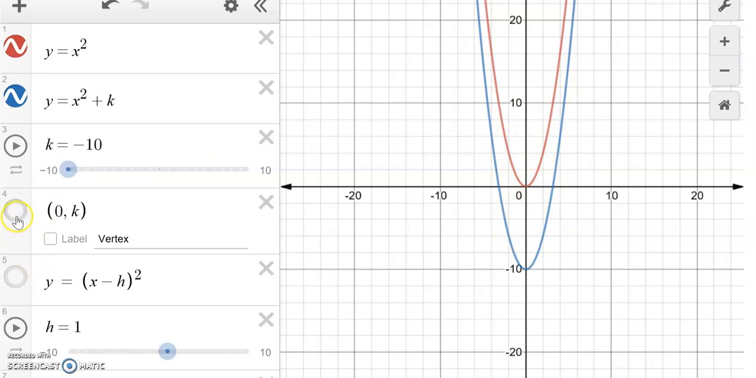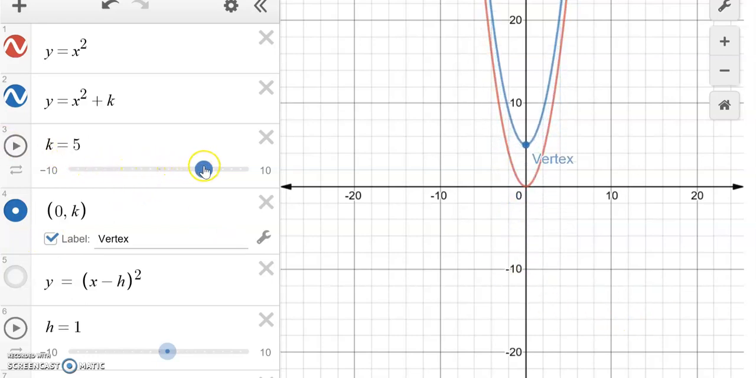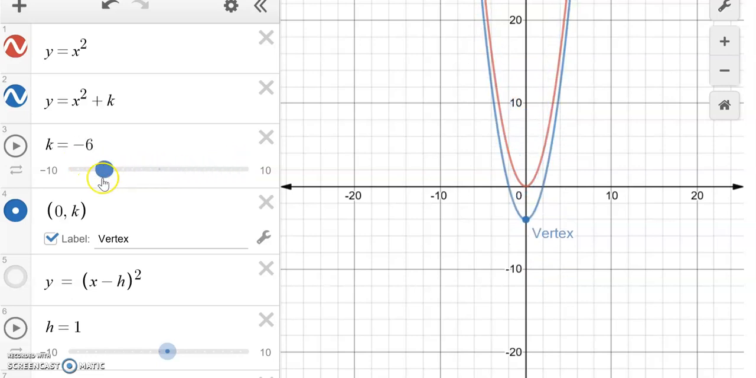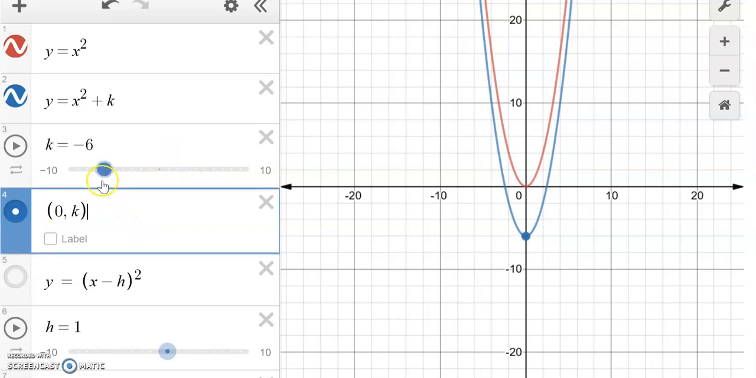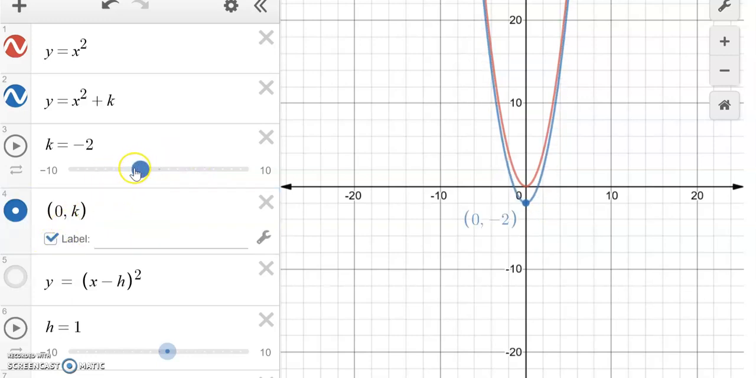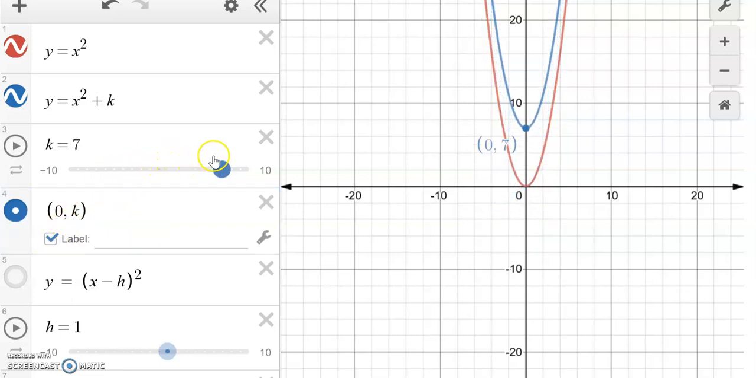I'm also going to add in our vertex point. So you notice that our vertex is changing, and the y value of the vertex is actually the same as the k value of our quadratic.